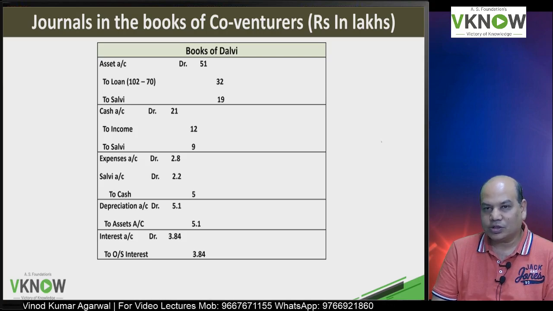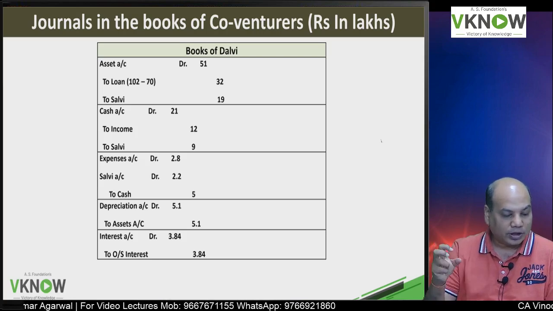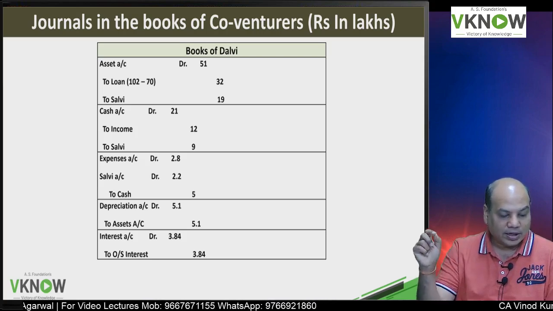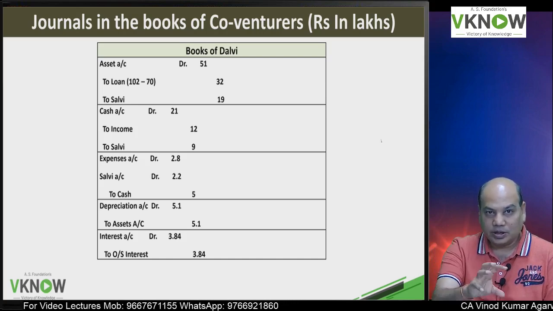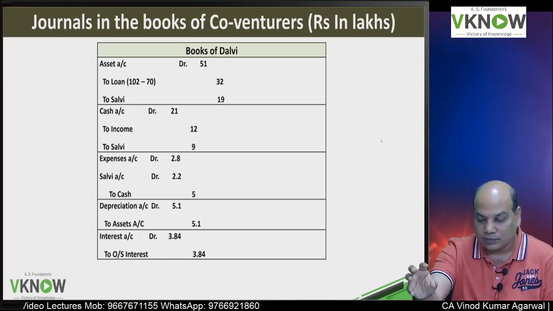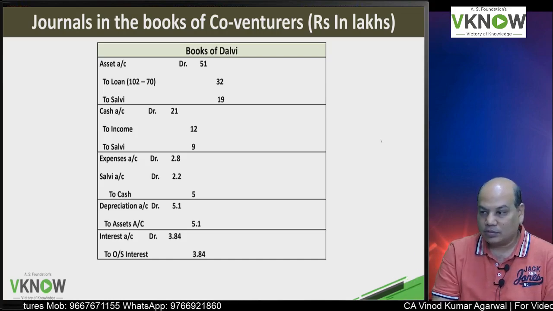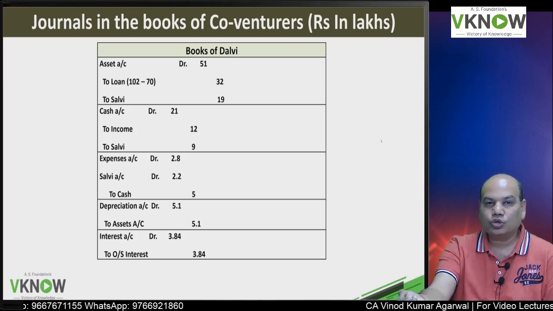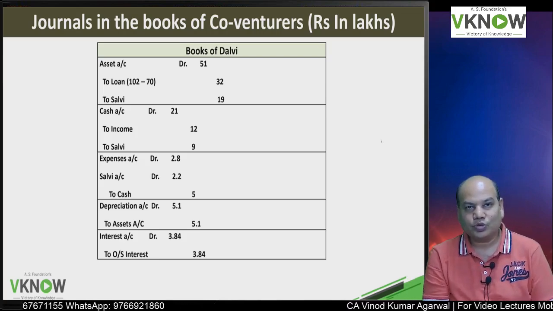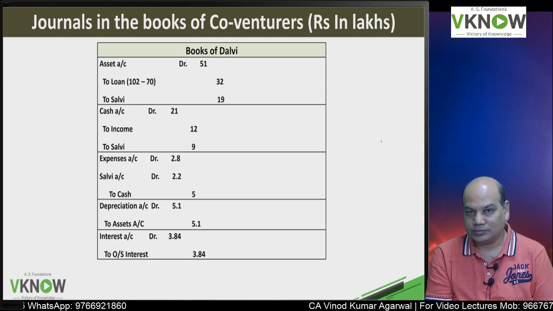Then write cash account debit 21. They have collected 21 from bus hire charges. Cash account debit 21, but their share of income is only 12. To income 12, to Salvi Limited 9. Collected 21, but share of income 12.